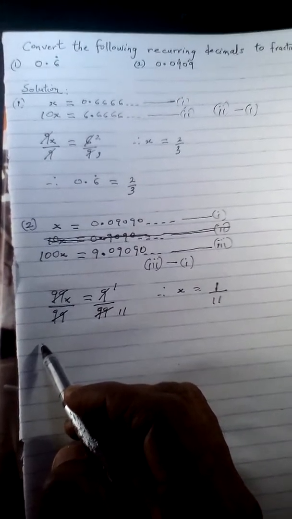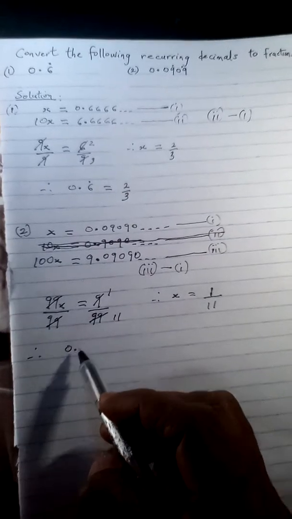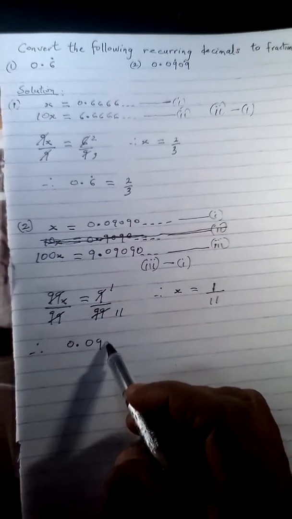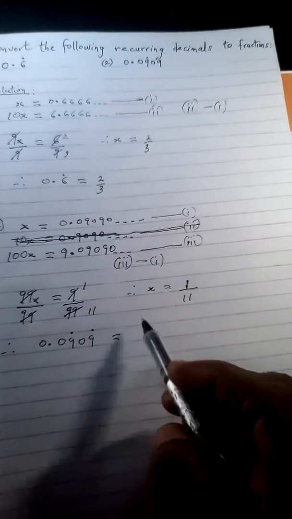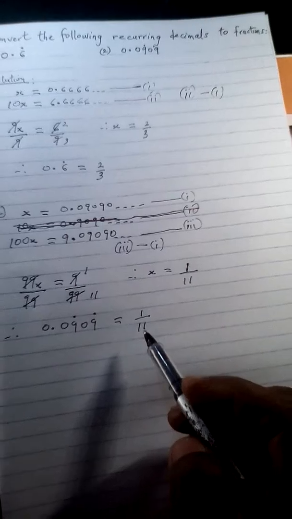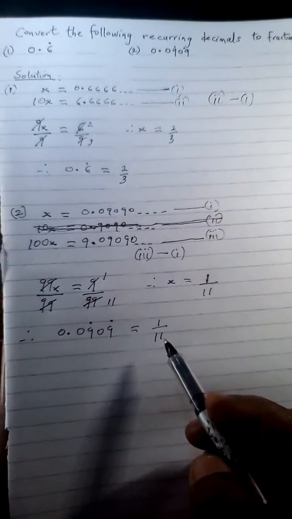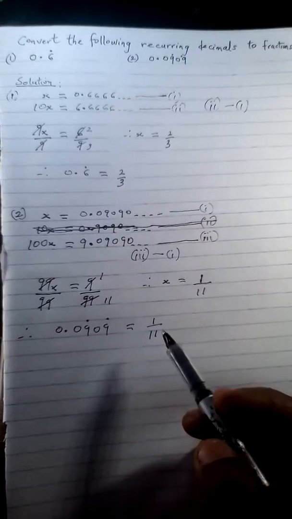So in conclusion, therefore 0.0909 is equal to 1 all over 11. So this is how we convert recurring decimals to fractions.